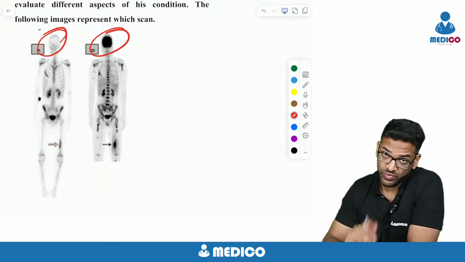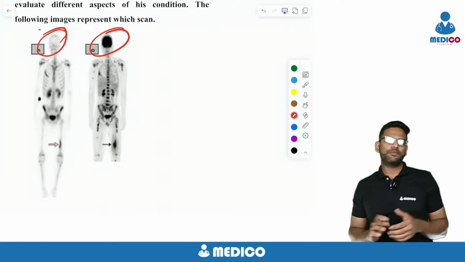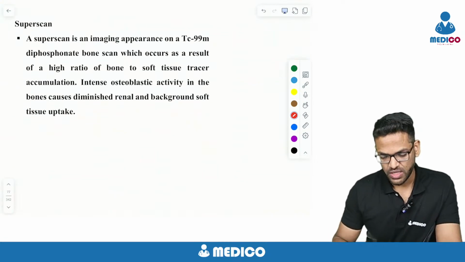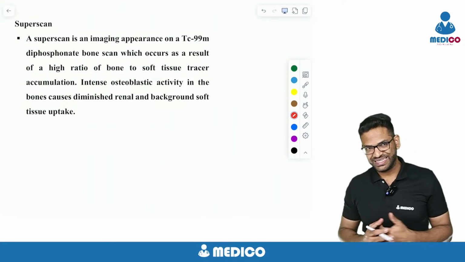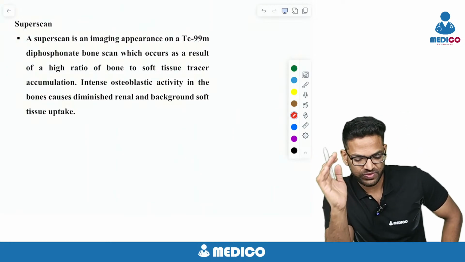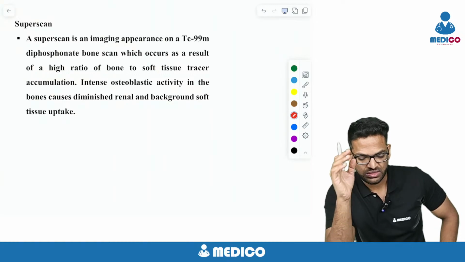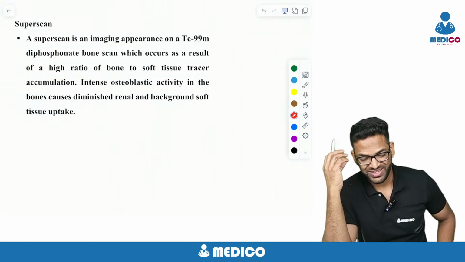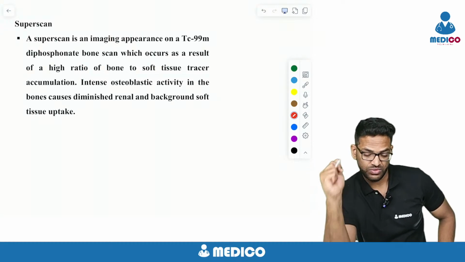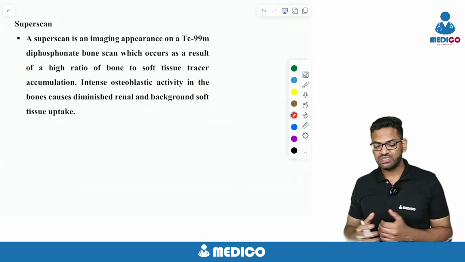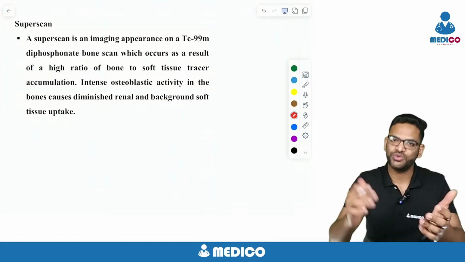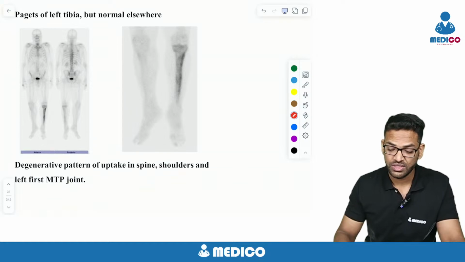All right. Now we'll go to something called super scan. It's a very important and very simple concept, and very high yield, I feel. Super scan is an imaging appearance of technetium-99 bisphosphonate bone scan that occurs as a result of a high ratio of bone to soft tissue tracer accumulation because of intense osteoblastic activity in the bones, which causes diminished renal and background soft tissue uptake. I'm sure you will understand. I'll just show you how, and we'll come back to this after that.